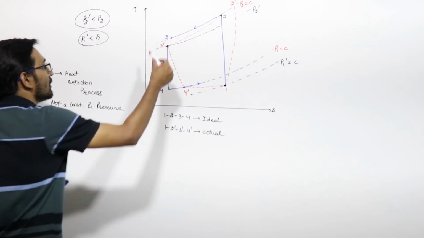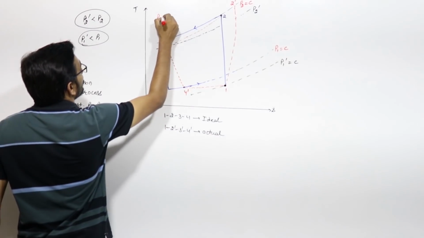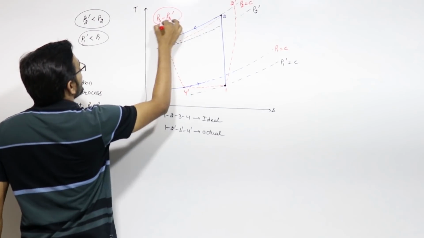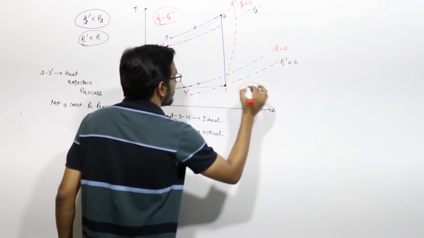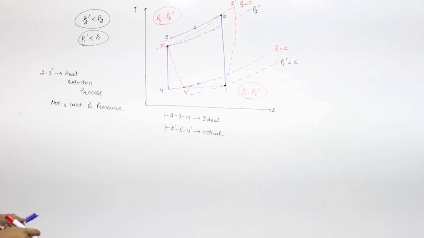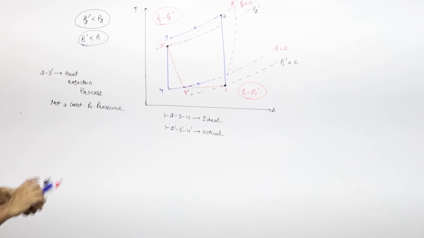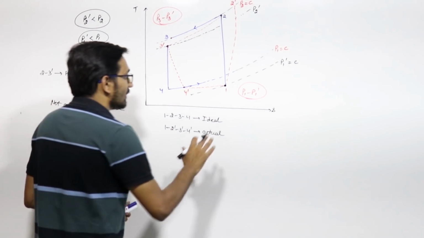Here how much pressure drop? P3 minus P3 dash. This much pressure drop. Here how much pressure drop? P1 minus P1 dash. This much pressure drop. It will be given in the question how much pressure is dropped. So I hope this is clear to you. Now you just write correctly.